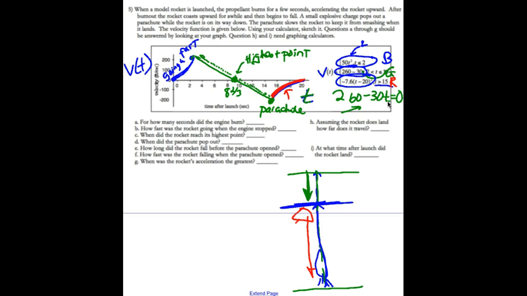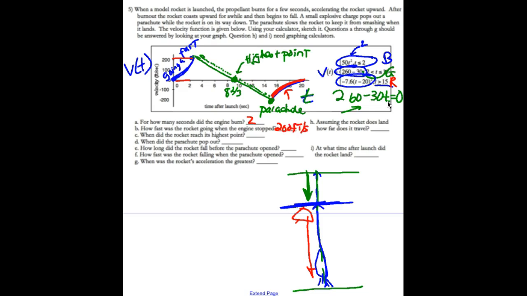For how many seconds did the engine burn? 0 to 2. Then the engine stopped. It stopped, but the rocket continued to go up. And it says, how fast was the rocket going when the engine stopped? 200 feet per second.